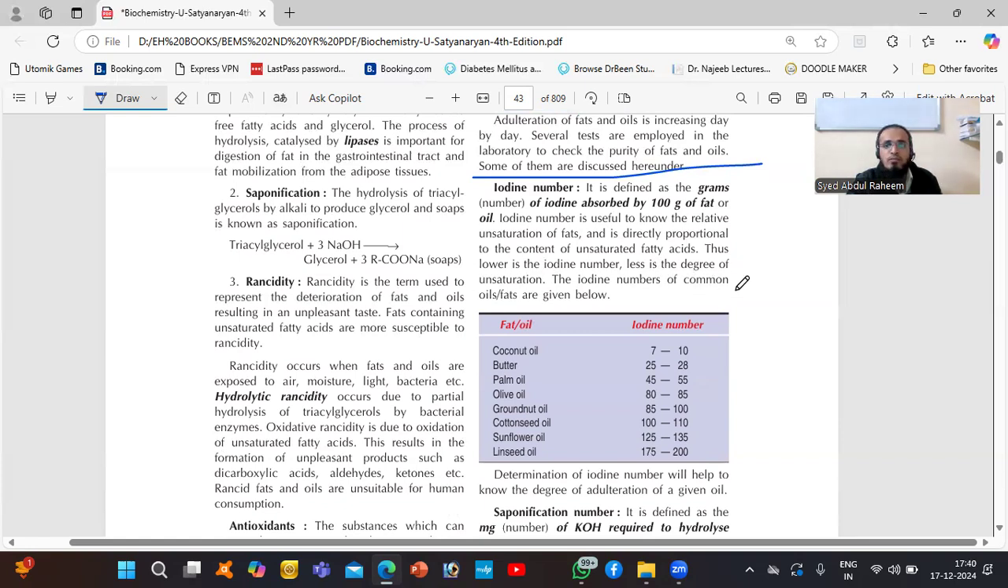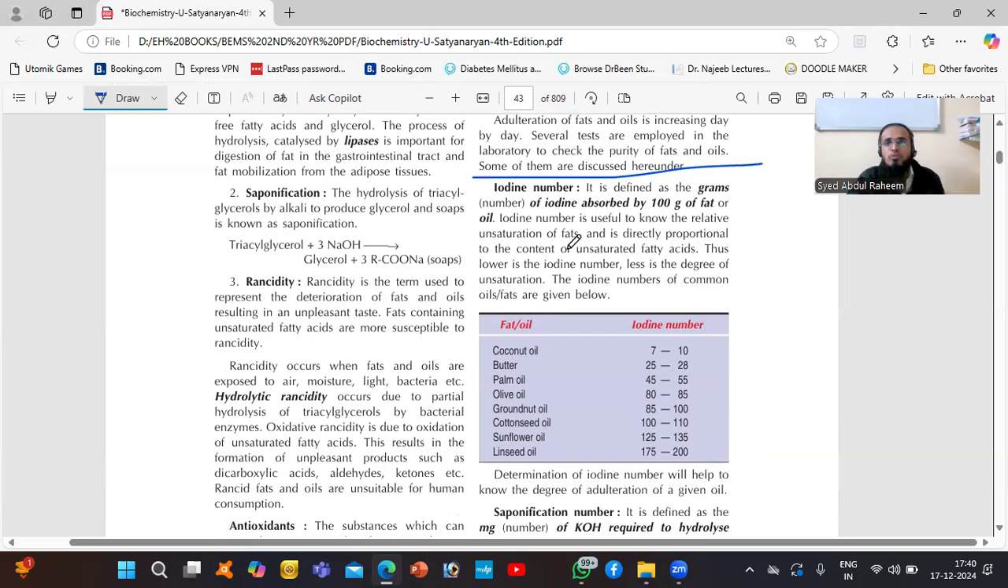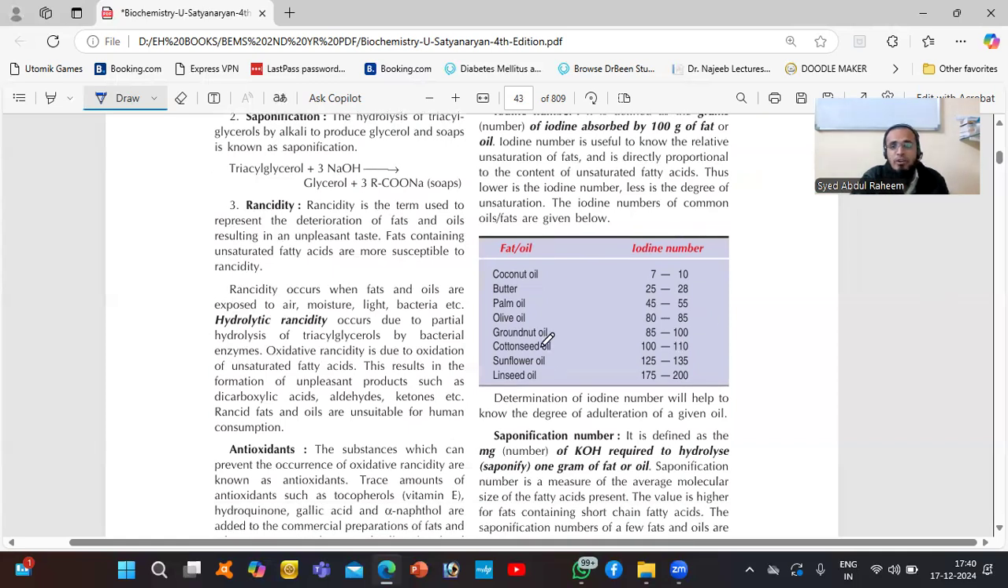The iodine numbers of common oils and fats are given below. So we mix the iodine with fat. If the number is good or normal, the fat is good. If the numbers are higher in amount, the fat is not absorbing the iodine, meaning it is not good food, adulterated food, adulterated oil. So here the numbers are given after observation in the laboratories.